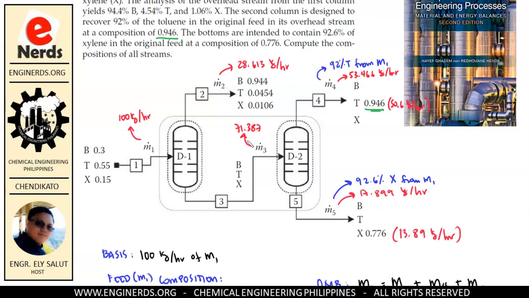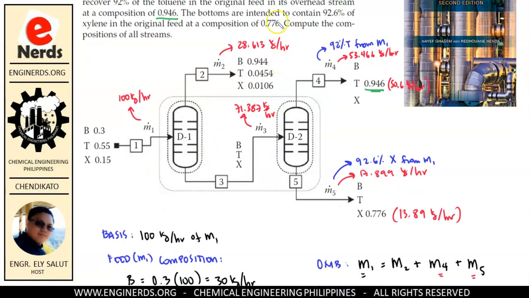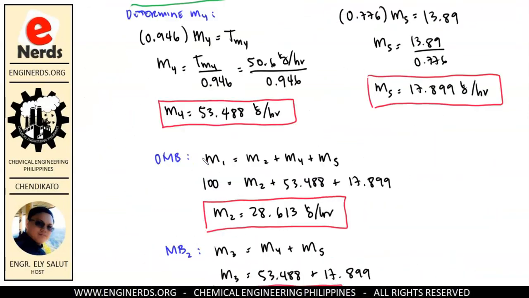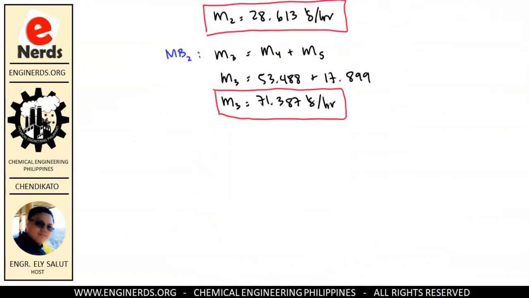Okay, so alam na natin yung mga values ng ating streams. So ang kailangan natin ngayon malaman is yung ating mga components. So, we know the value of our M2 at ang mass fractions ng bawat component niya dito sa M2, no? So, let us write this down para ma-compute natin ang kanilang values, no? So, let us determine the compositions in M2.